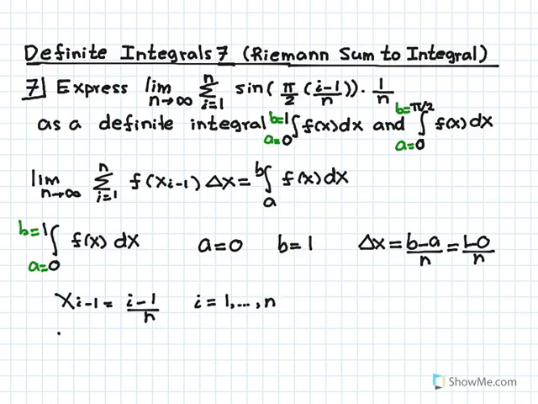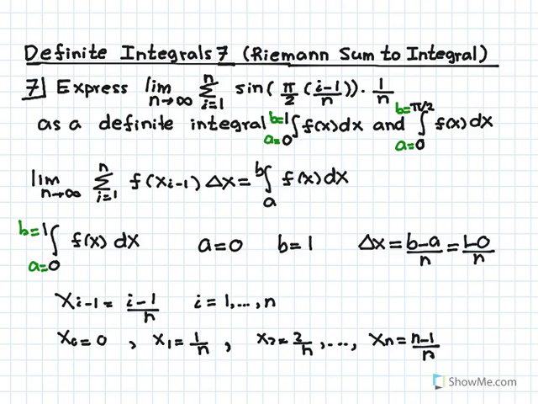When i is equal to 1, we get x_0 is equal to 0. When i is equal to 2, we get x_1 is equal to 1 over n. When i is equal to 3, we're going to get x_2 is equal to 2 over n, and x_n will be n minus 1 over n.